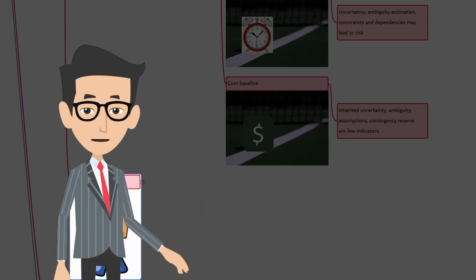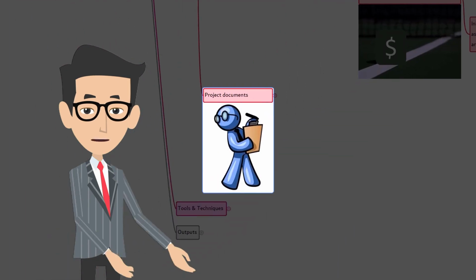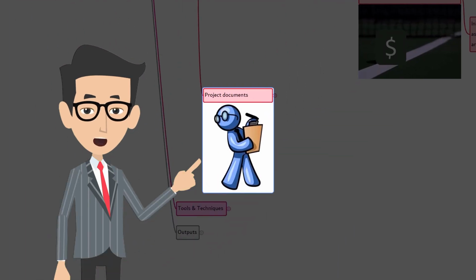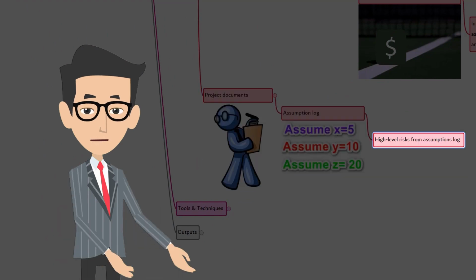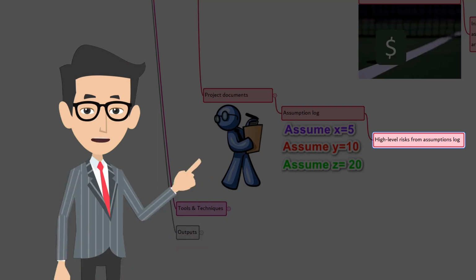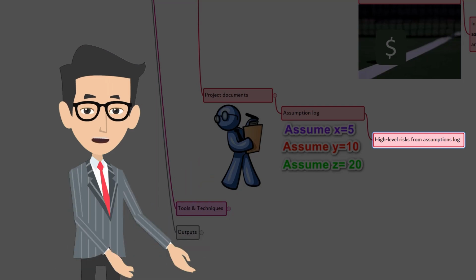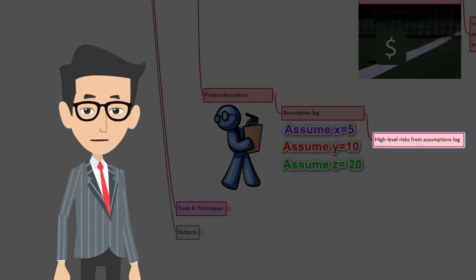The next one is project documents. There are 8 project documents that are used as input during identifying a risk. First one, assumption log. Assumptions and constraints are recorded in the business case and project charter, and may be the first-hand information to individual and project risk. Reviewing and analyzing the assumption log may help to identify new risk.